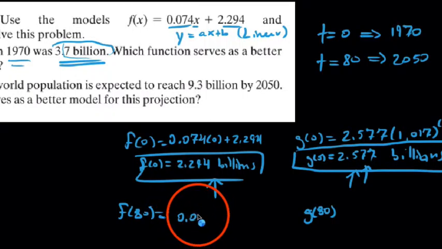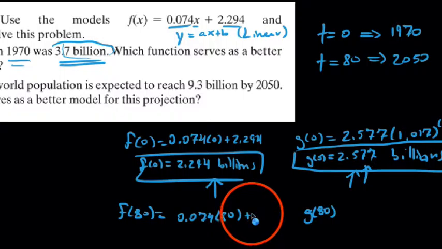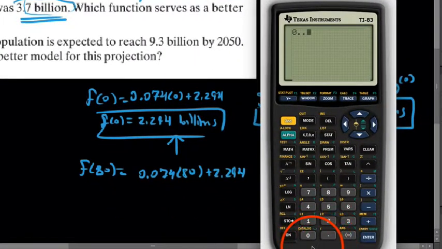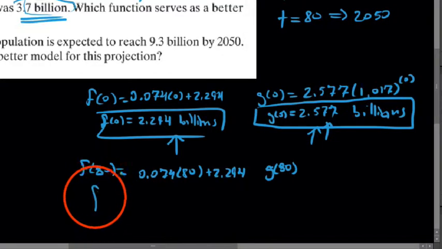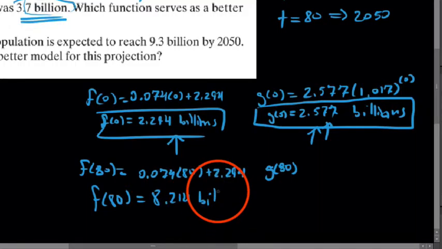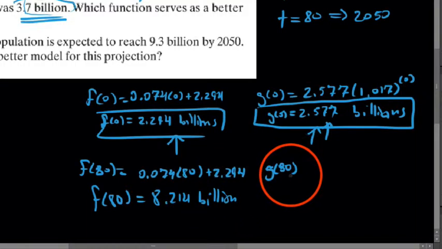So plugging this in, we get 0.074 times 80 plus 2.294 over here. And so getting out our calculators, let's just go ahead and evaluate this here. According to our linear model, 0.074 times, in parentheses, we'll put our 80 here, and then we'll say plus 2.294. What we end up with here, we don't need two decimal places here. Here we go, 8.214. So we would get 8.214 billion people in the year 2050 according to that linear growth model.